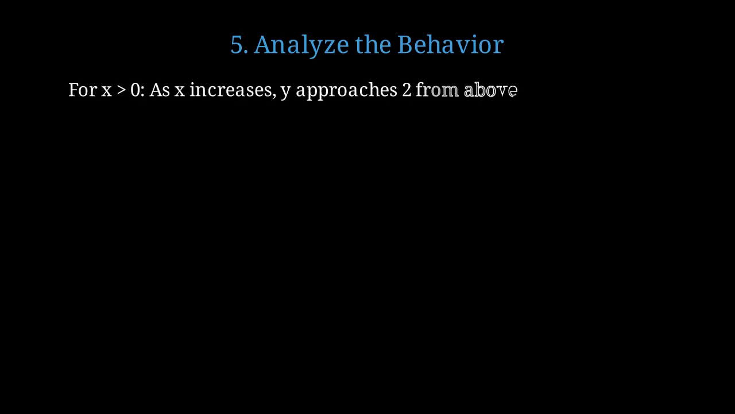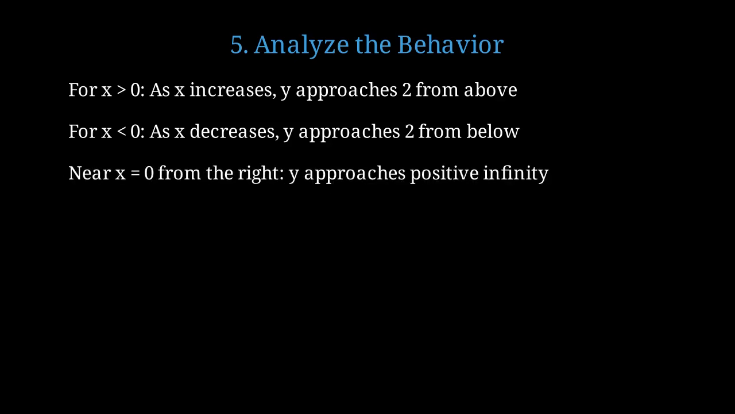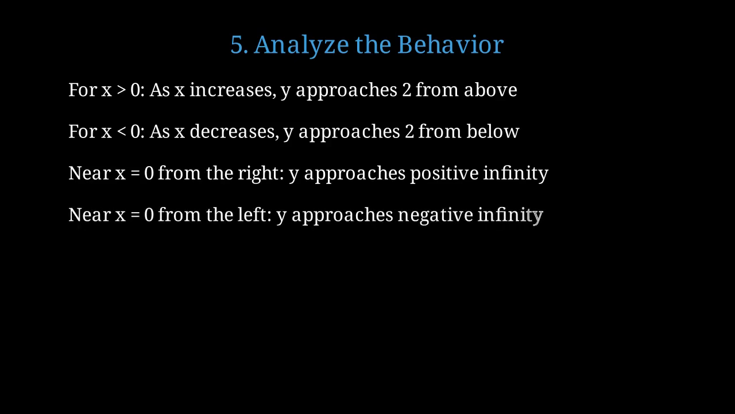For positive x values, as x increases, y approaches 2 from above. For negative x values, as x decreases toward negative infinity, y approaches 2 from below. As we approach x equals 0 from the right, y goes to positive infinity. As we approach x equals 0 from the left, y goes to negative infinity. Now we're ready to sketch the complete graph.